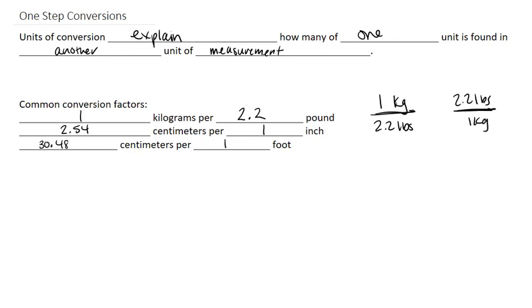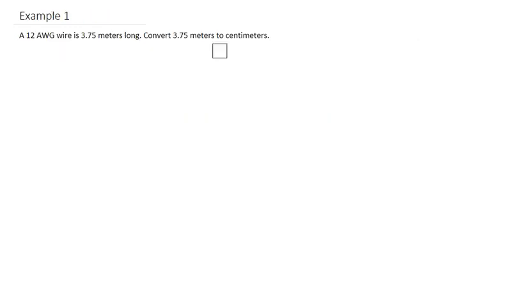So let's look at an example. Example 1. A 12 AWG wire is 3.75 meters long. Convert 3.75 meters to centimeters. So for this, what we need to do is go from meters to centimeters. We know meters are larger than centimeters, and 1 meter is in fact equal to 100 centimeters. So this is the conversion we're going to be using between these two.